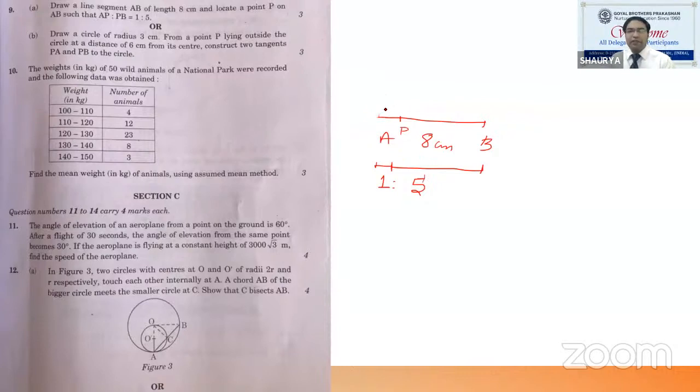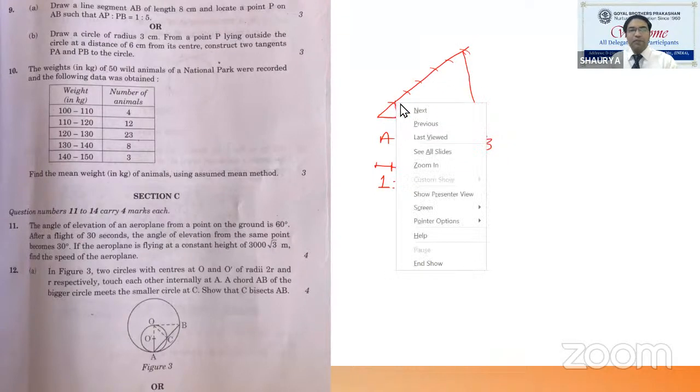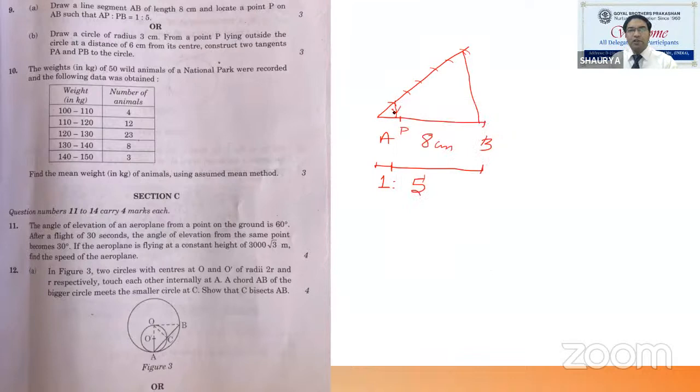We can draw an acute angle here, divide it into 1 plus 5, 6 equal intervals, 1, 2, 3, 4, 5, 6. Join the last interval with B. Yeah, join the last interval with B. And from the first interval, draw a line parallel to the previously drawn line. So you have to just draw this line parallel using compass. Wherever this line intersects, that would give me the point P. I hope it's clear. Everybody would have done this.